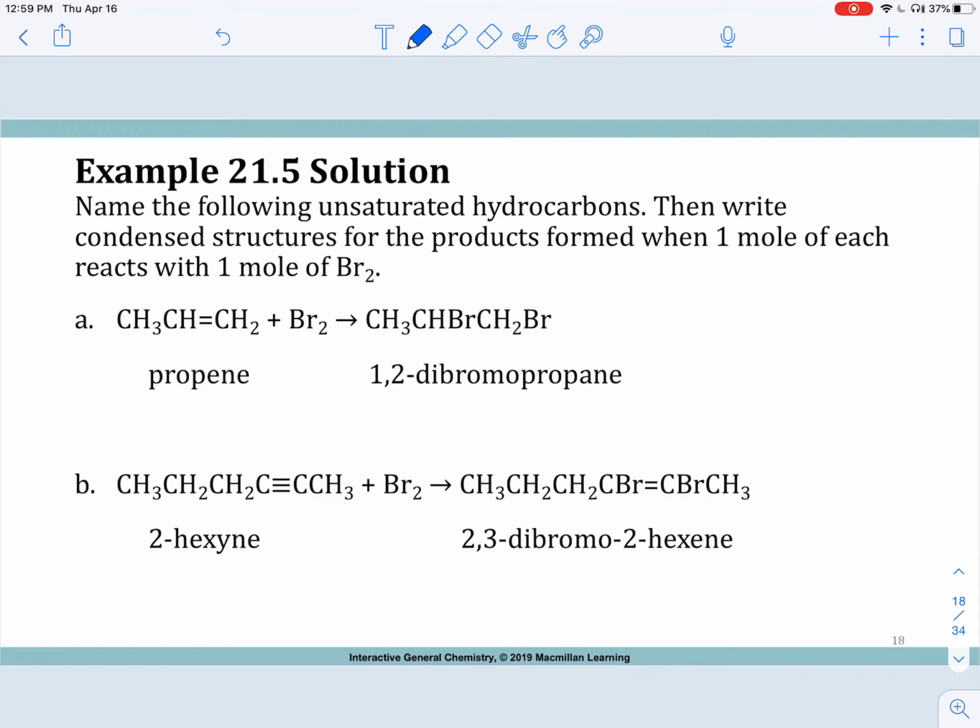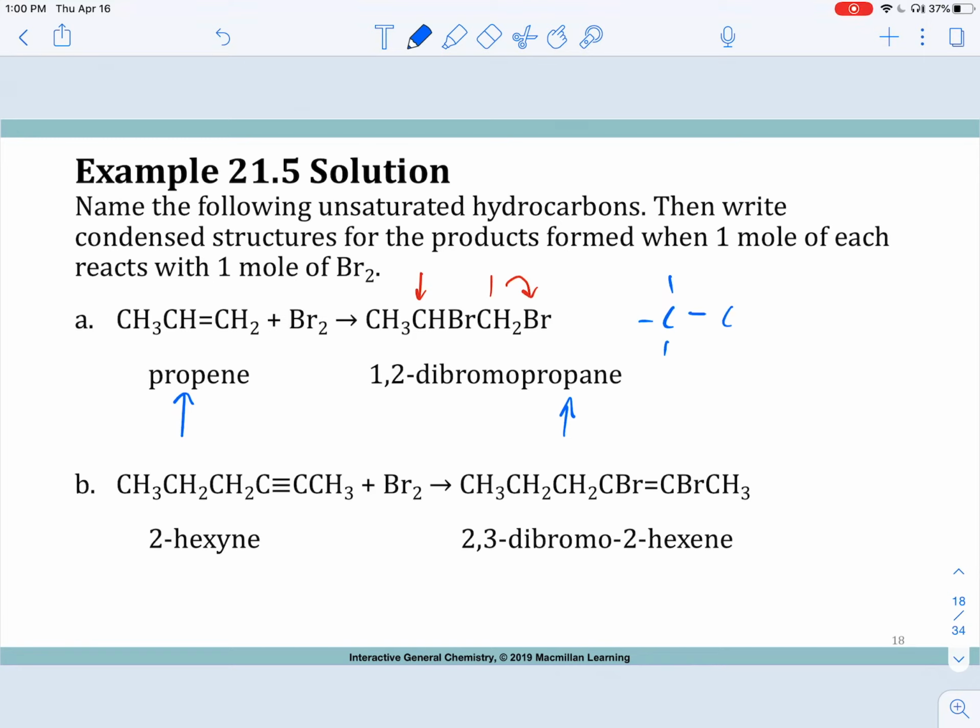Okay, so here are our products. It doesn't actually ask you, it says name the following unsaturated hydrocarbons, but it went ahead and named these anyways. So let's see how we do that with some more substituents. How do we name this compound? Like before, we went from propene. We lost the double bond, so now we're using propane as our parent name. And what substituents do we have? At the 1 position, we have a bromo, and at the 2 position, we have a bromo. It helps to actually draw this out to see where those bromines are. Let's do that.